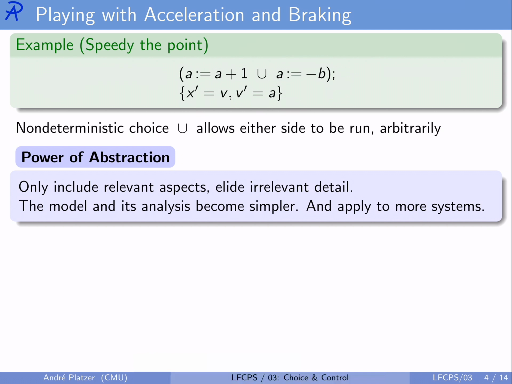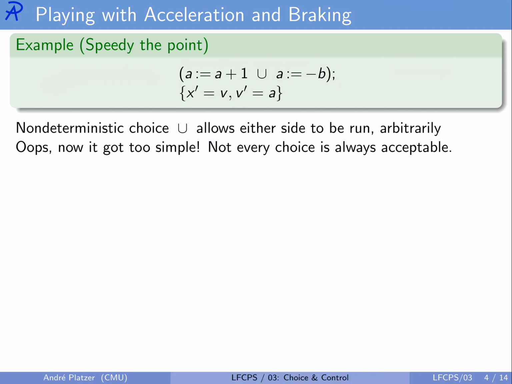Because by not having been overly precise about which of the two actions is chosen in what circumstance, many possible concrete implementations fall under this particular model. But there's a problem with it, all of a sudden. The problem is that the model got too simple. It just says, well, either I accelerate or I brake, but it doesn't say at all under what circumstance which side is chosen. That was part of the point, but we overdid it.